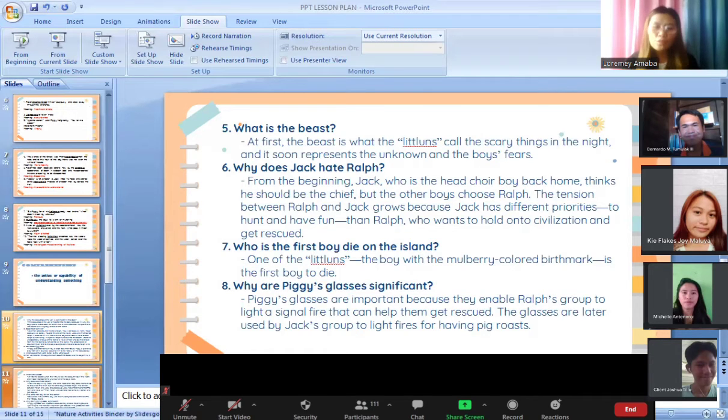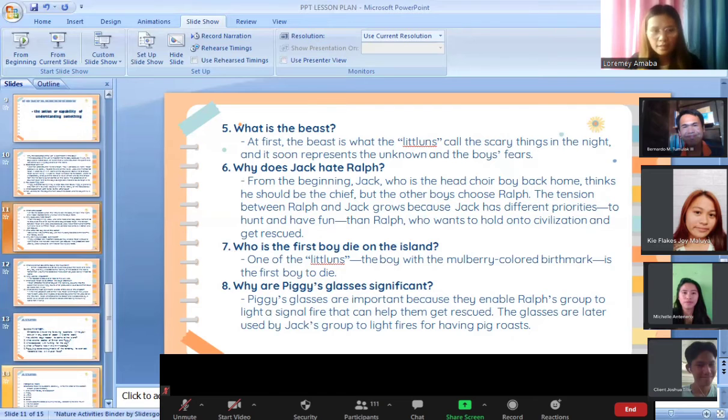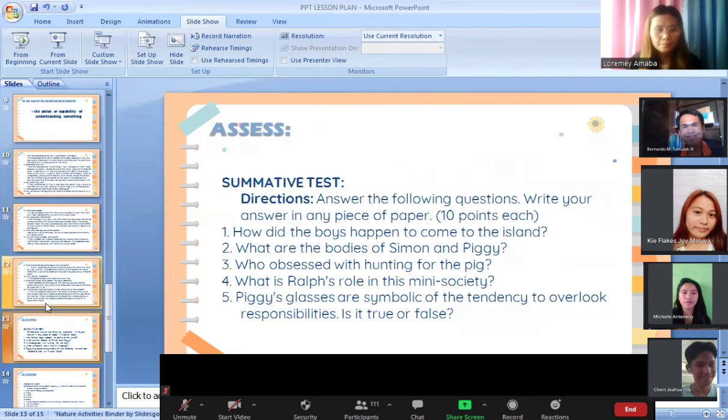Number eight question, why are Piggy's glasses significant? So what do you think? To light fires. Yeah, you're correct. Piggy's glasses are very important because they enable Ralph's group to light a signal fire that can help them get rescued. Okay, can you see my screen again? Yes, miss. Are you still listening? Of course, miss. All right.